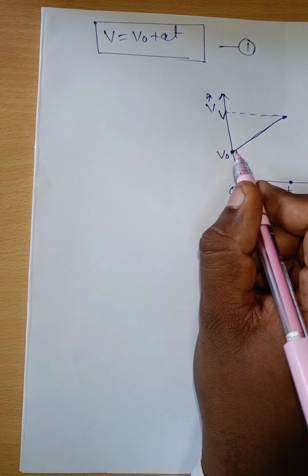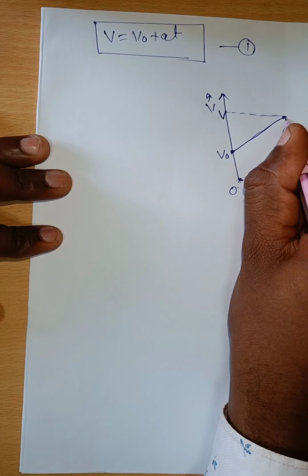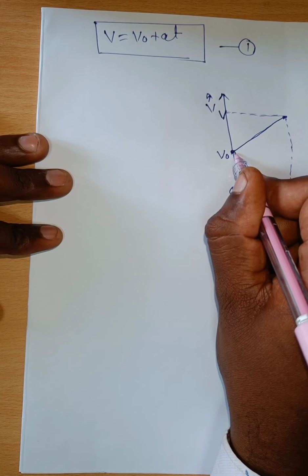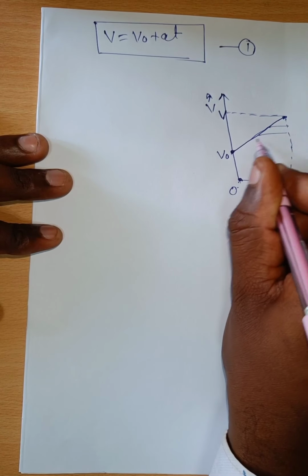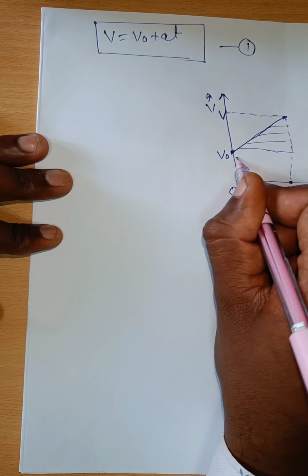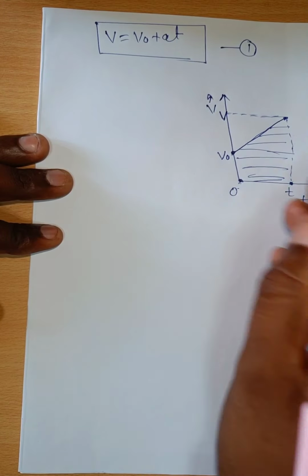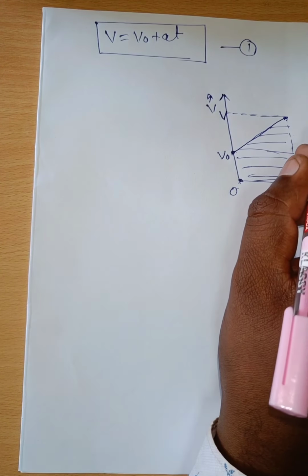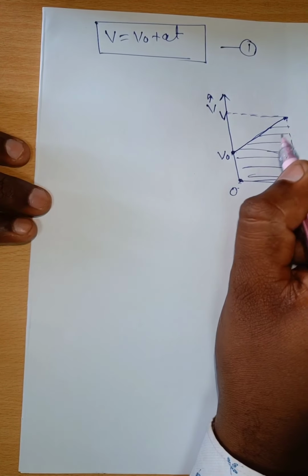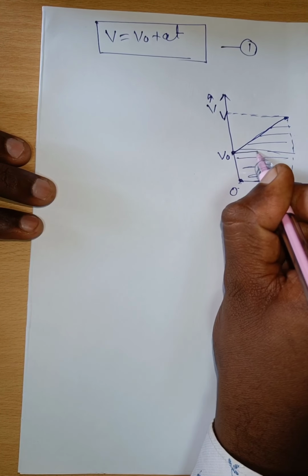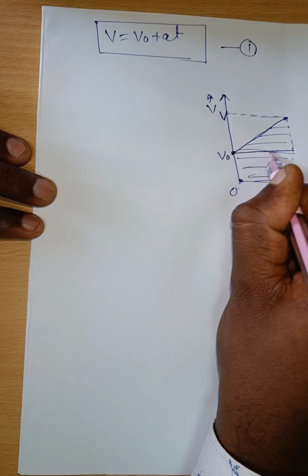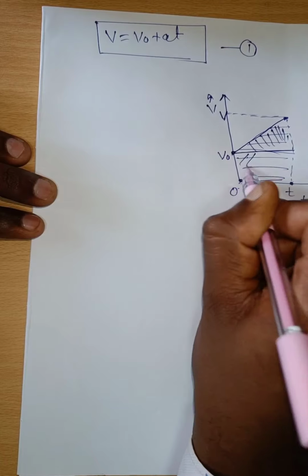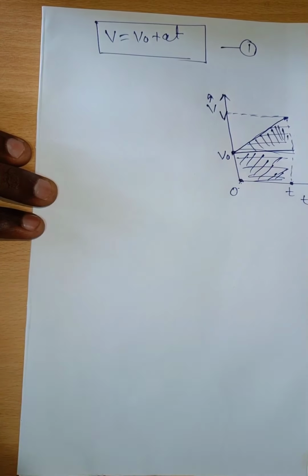Area under the v-t graph curve means we have to find out this much area. To find out this area, we have to take this graph from here to here and draw one line. We have to find out the area of this shaded region and the area of this shaded region.